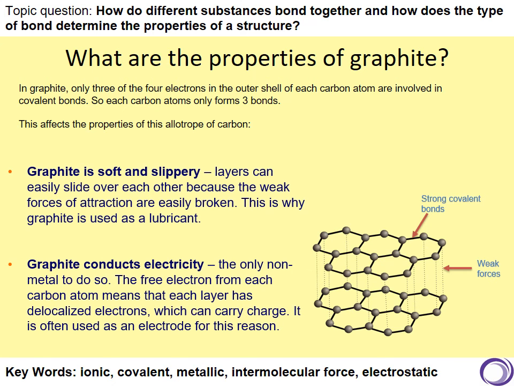So, graphite is soft and slippery. The layers slide over each other. This is why graphite is used as a lubricant. And graphite conducts electricity. It's the only non-metal to do so.